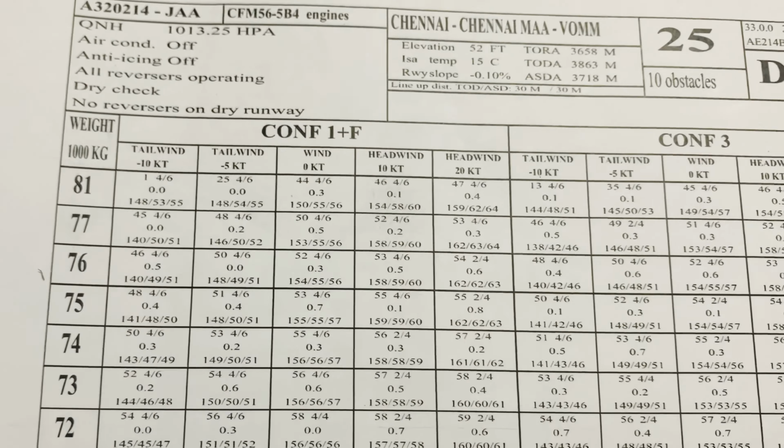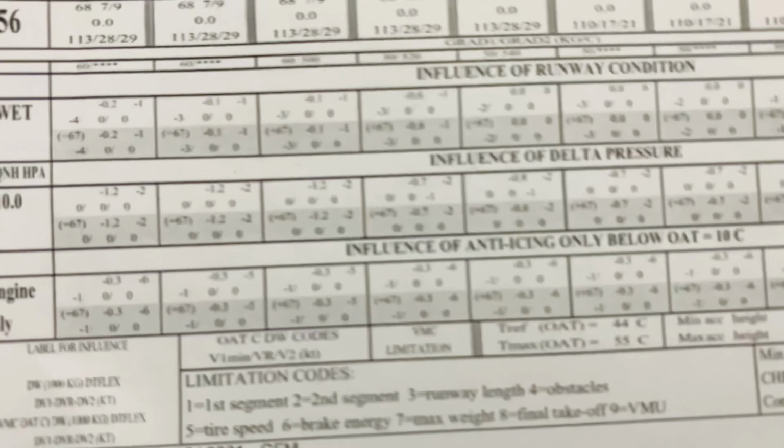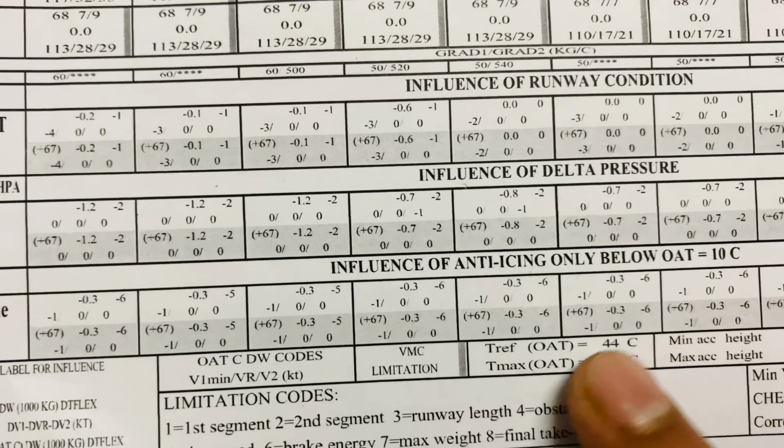Our entire explanation is based on this column. Suppose this topmost box is empty. In some airport charts, if this is blank, then the GRAD corrections are not applicable. But here it's given, so it's applicable. Now, where is TREF given? TREF is given here. TREF is 44 degrees Celsius for this airport. As we discussed earlier in my previous video, TREF is a function of pressure altitude. That's why for Chennai airport it is given as 44 degrees Celsius in this chart.